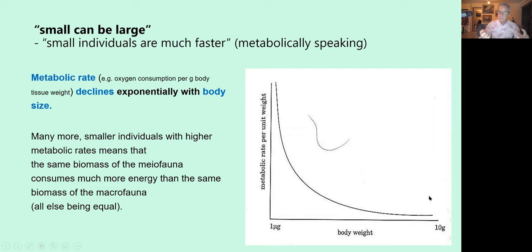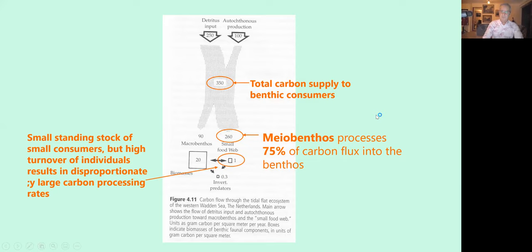Here is a food web diagram you find in every standard textbook. I just translated it for you a little bit. Don't worry about the units. Let's say 350 units come in as total carbon supply, and again, look at the importance of detritus, down to the bottom, about 75% of it basically gets processed to the meiofauna compartment. That carbon then goes on to large animals, but it is the processing of carbon by animals which live in between the particles of mud and sand which are more or less the engine room of estuarine food webs.